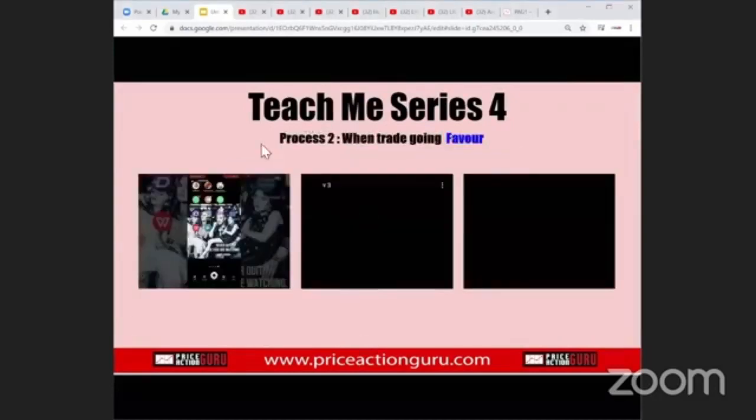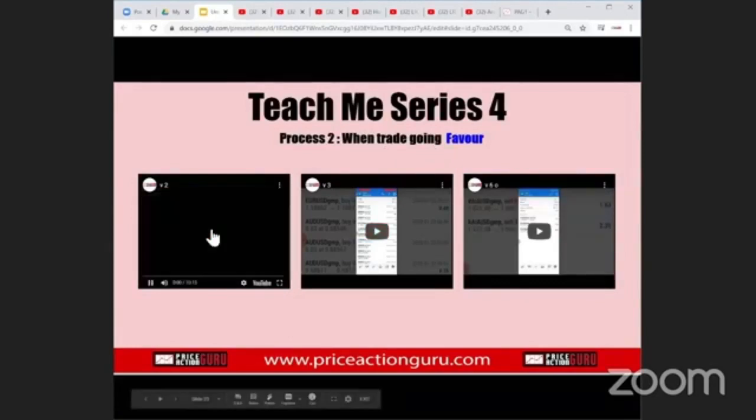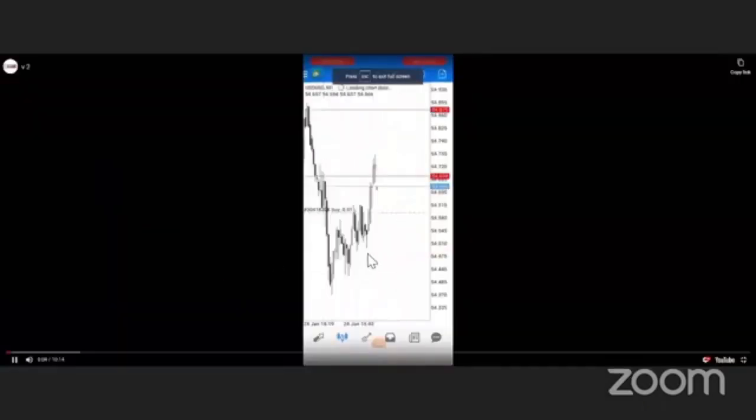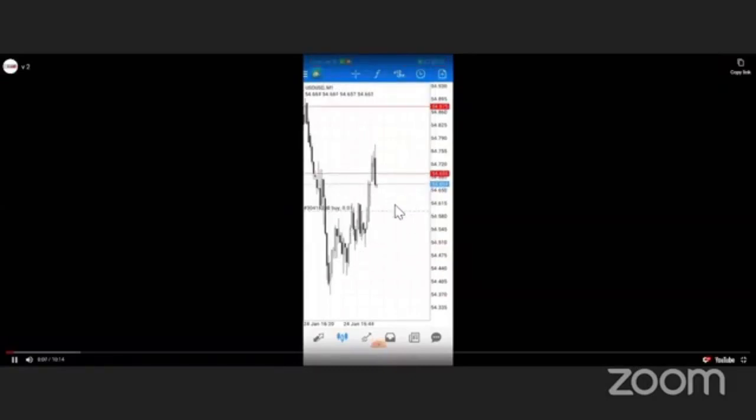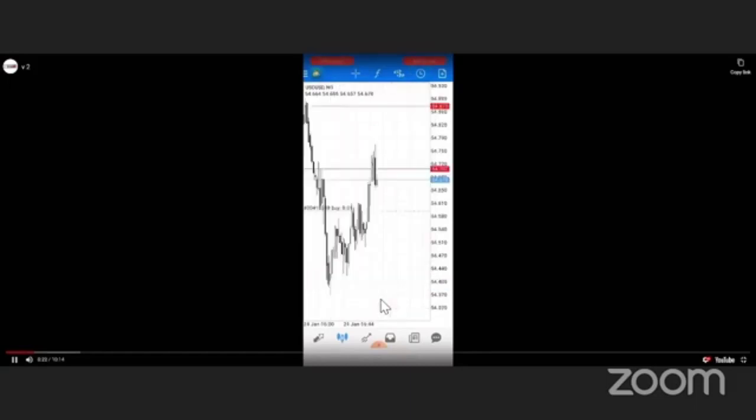Okay, this is the first situation. Now, the second situation is when the trend is going in your favor. A lot of traders tend to hope. Now, let's see what I did. This was oil. The trade over here, that was a stop loss there. Okay. And I'm still searching for other opportunities that I can go in.